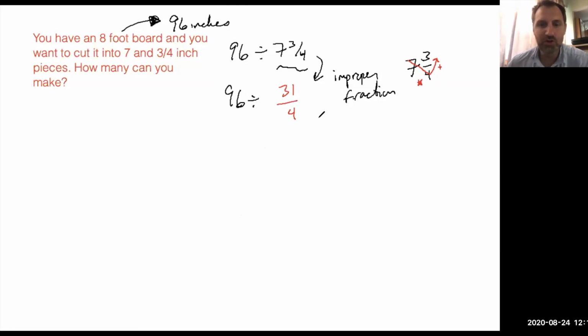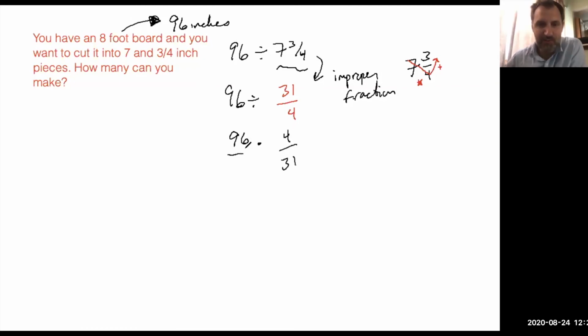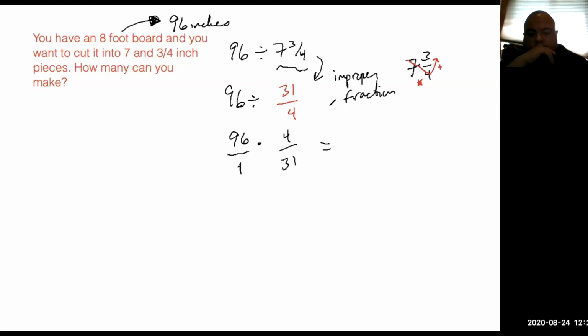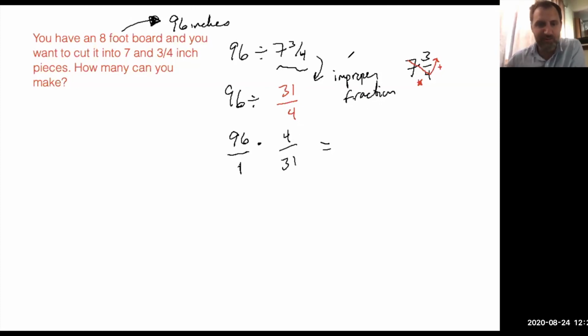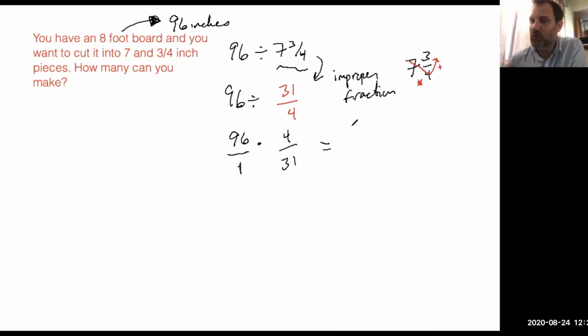Okay. So what's the process for dividing 96 by 31/4? It'll be 96 times 4 over 31. And all I would add to that is putting this over 1 so we can see it's a fraction. Okay? And from there, we can just multiply straight across. That's what's beautiful about multiplication. So what's 96 times 4? 384. What'd you say? 304? 384. 384. And 1 times 31 is just 31.